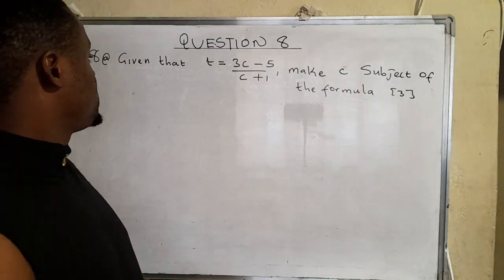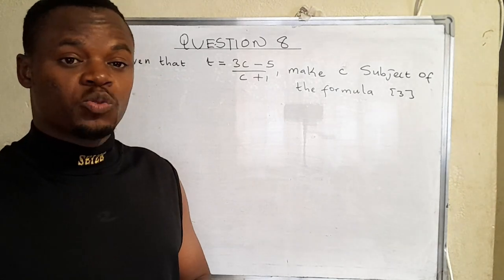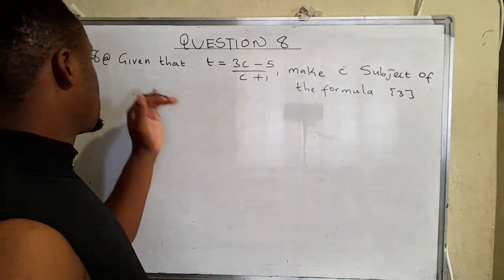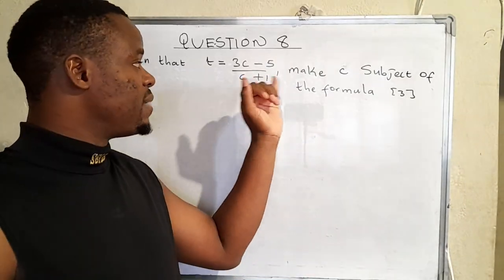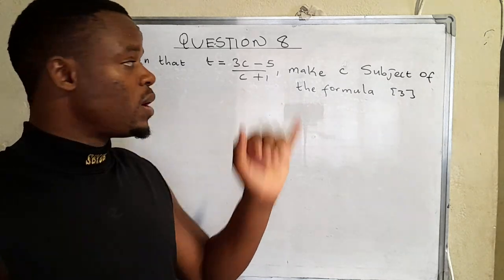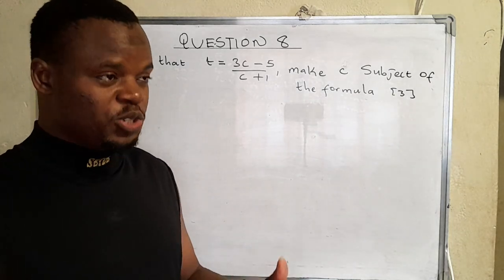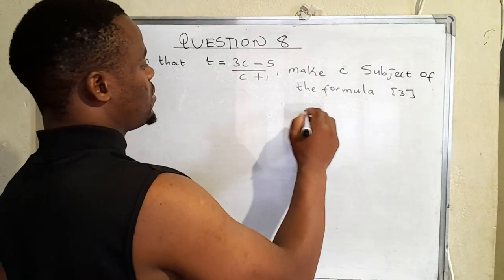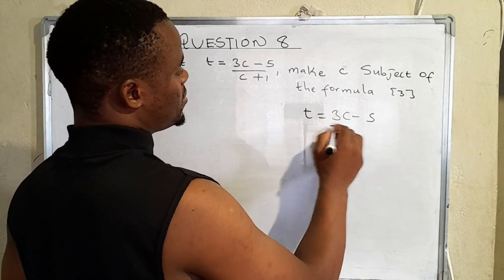We have this question, which was actually extracted from the 2023 Paper 2 Mathematics for Form 4 students. The problem reads: given that t is equal to (3c minus 5) over (c plus 1), make c the subject of the formula. How do you do that? Okay, so let me pull out this fractional equation.